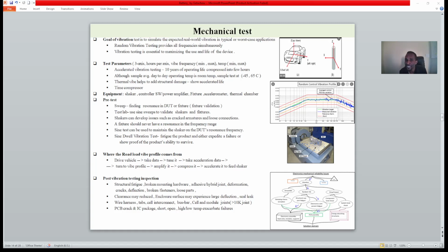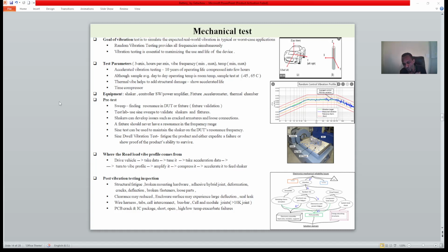And then check the maximum and the minimum temperature. Even though most of the time the vehicle experiences room temperature, we do an acceleration, a time compression. We want to compress a 10-year life into maybe 2 weeks or 3 weeks duration of time. So that's called compression. So you have to make sure of the extreme temperatures.